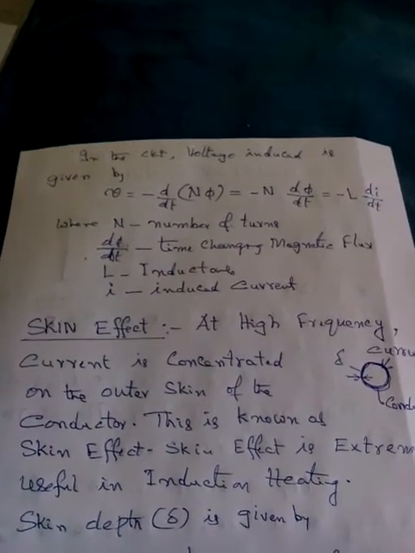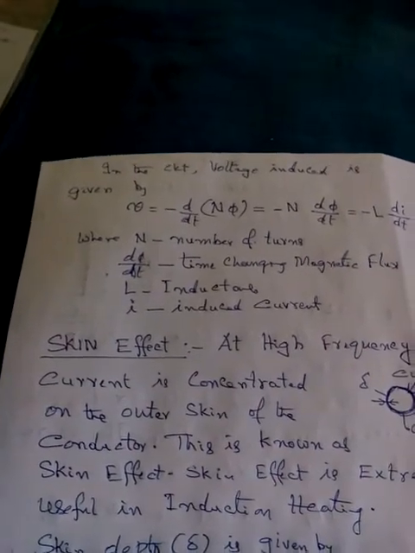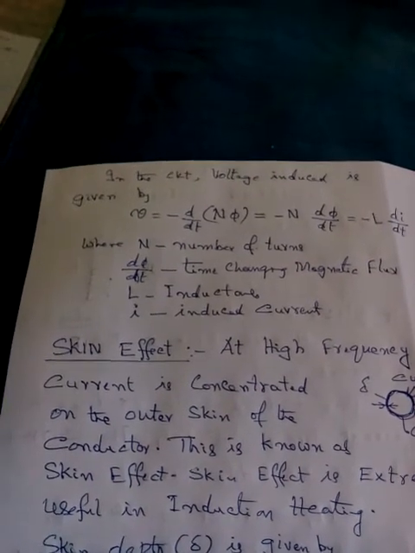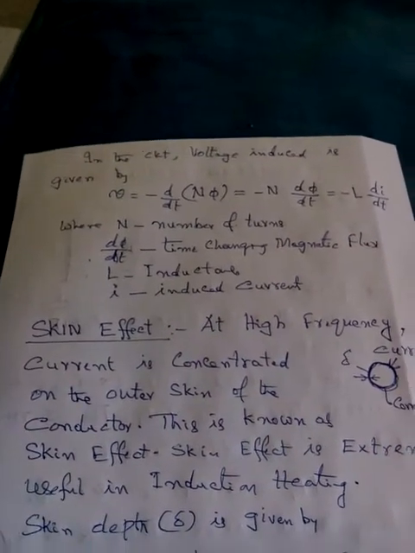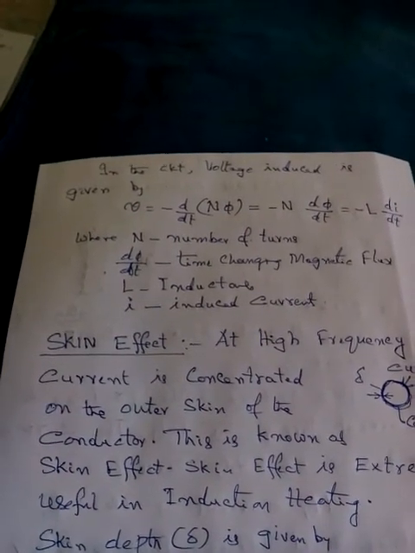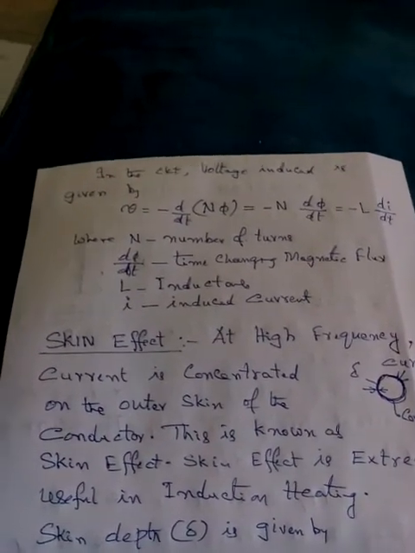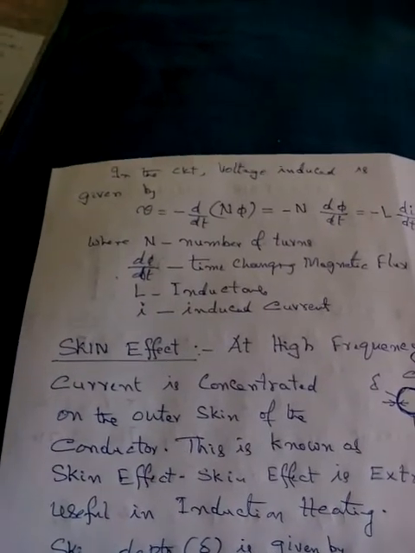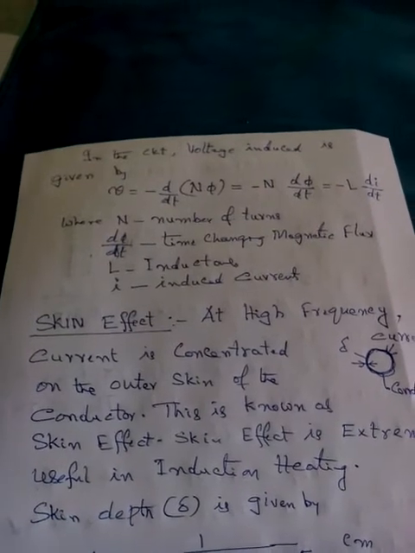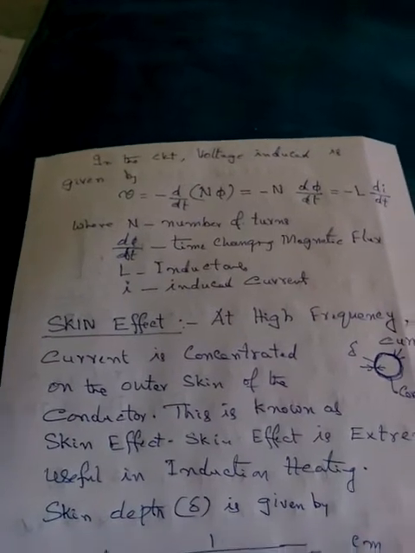There is skin effect. At high frequency, current is concentrated on the outer skin of the conductor. For example, if it is 500 kilohertz, the current will not flow through the inside of the conductor. It flows only on the outer skin. This is known as skin effect. This skin effect is extremely useful in induction heating, because induction heating is done only on the outer surface. It is called surface heating.